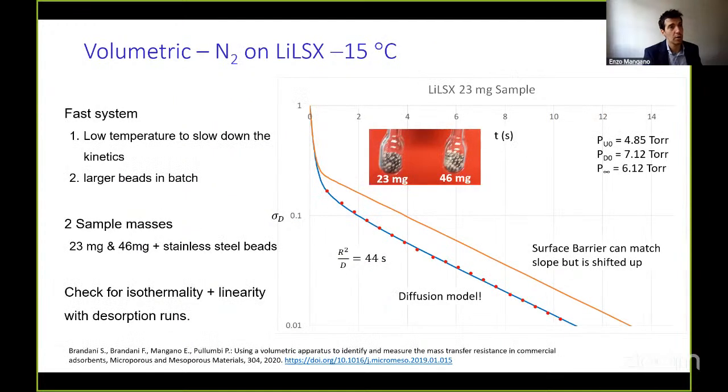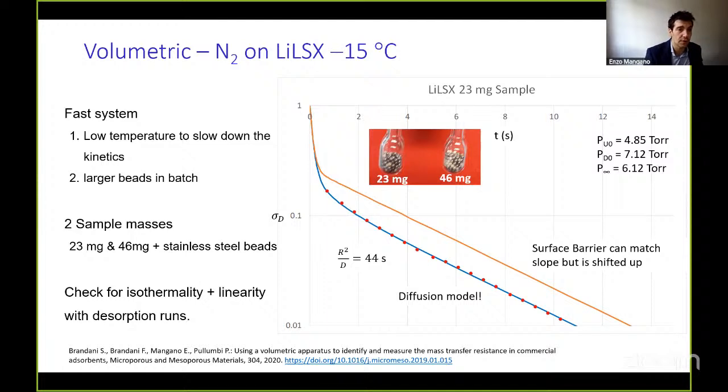Here is an example. Here you also see the configuration of our system. This is again nitrogen in lithium LSX at minus 15 degrees. We slow down the system in order to see the kinetics clearly. In the red box, you see the two sample masses that we used. We also used inert material like stainless steel beads to increase the thermal mass of the system, bringing it as close as possible to isothermal conditions.